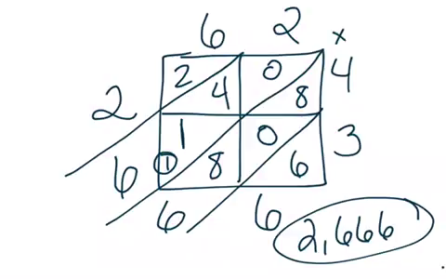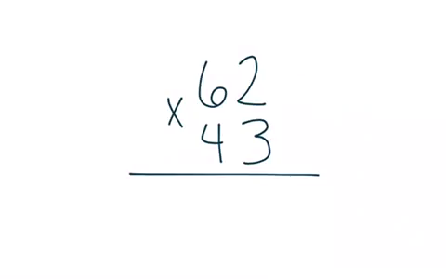That would be the second way. And then the third way is the traditional way, where we would multiply the things in the first column. 3 multiplied by 2 is 6. Then we go to our next butterfly part. 3 multiplied by 6 is 18. Put our 8 here, our 1 here.